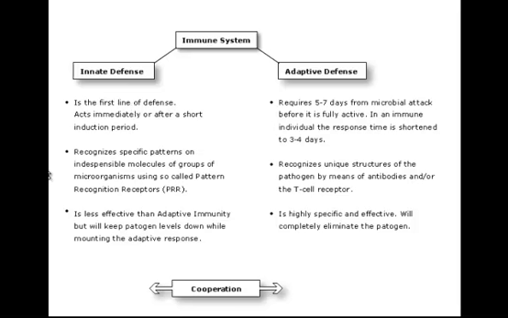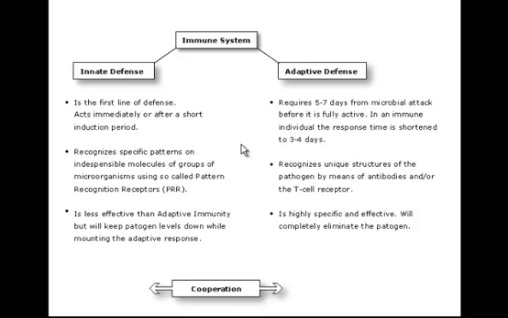And it's going to recognize specific patterns on indispensable molecules of groups of microorganisms, and these are using pattern recognition receptors. So these are specialized receptors that are on the innate immune system cells, which are going to be predominantly the neutrophil that we saw in our last diagram. This is one of our innate defense mechanisms. So these guys are set up to recognize foreign invaders like bacteria, be able to chase them down, recognize these specific patterns that show on specific groups of bacteria or viruses or the parasites, and be able to engulf them by phagocytosis.